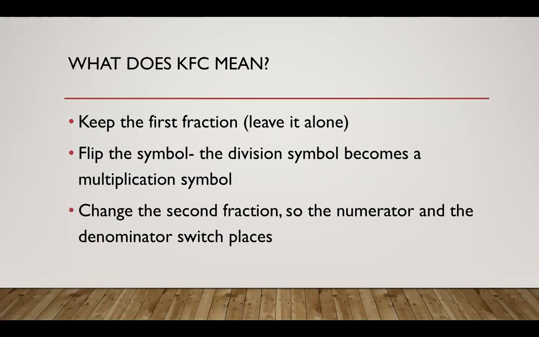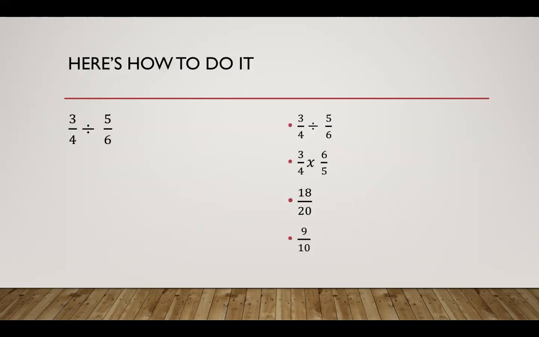So what does keep it, flip it, change it mean? The basic steps are that you first keep the first fraction as it is. So you're going to completely leave it alone. Then you're going to flip the symbol. So if it's a division symbol, it's going to become a multiplication symbol. Then you're going to change the second fraction. That means that the numerator and the denominator will switch places. So what was on top will go to the bottom, and what was on the bottom will go to the top. So here's an example.